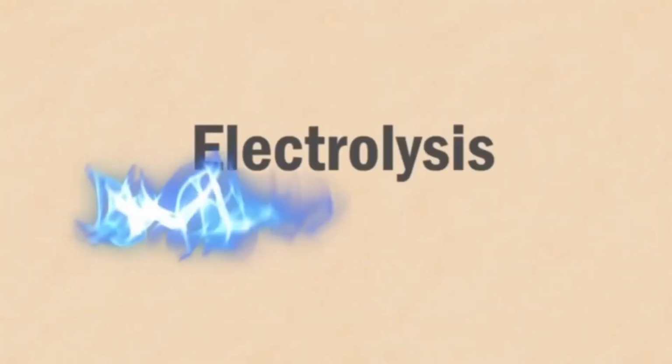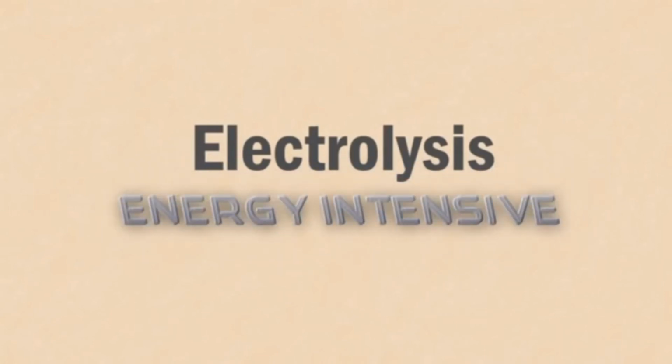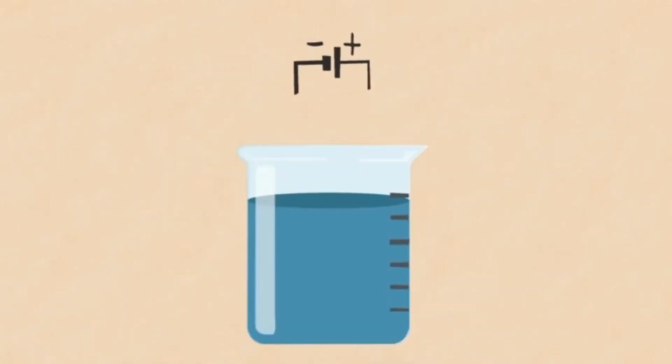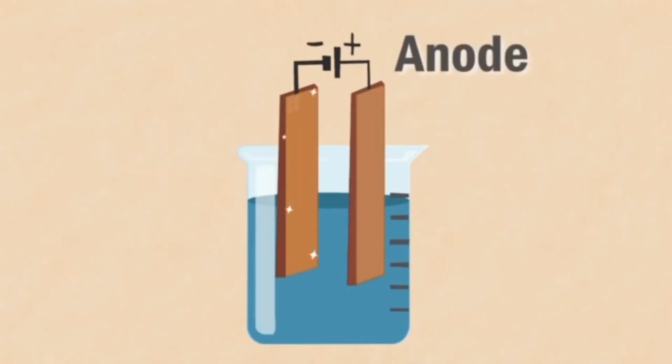In summary, copper is purified by electrolysis, an energy-intensive process. A direct current is passed through a cell containing an electrolyte, an impure sheet of copper at the anode, and a pure sheet at the cathode.